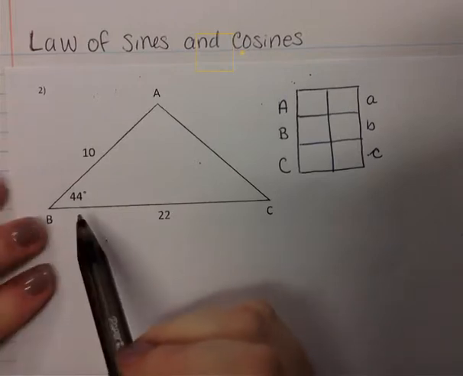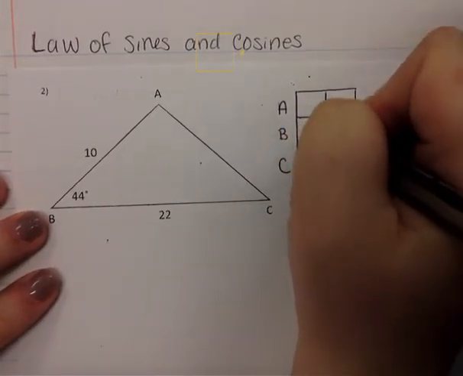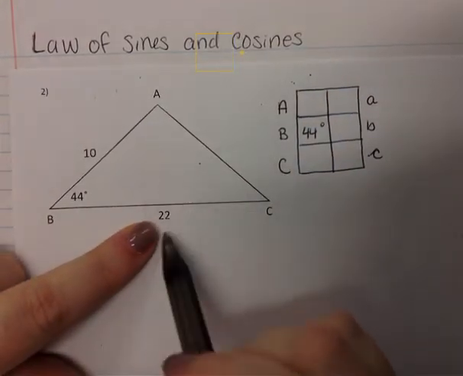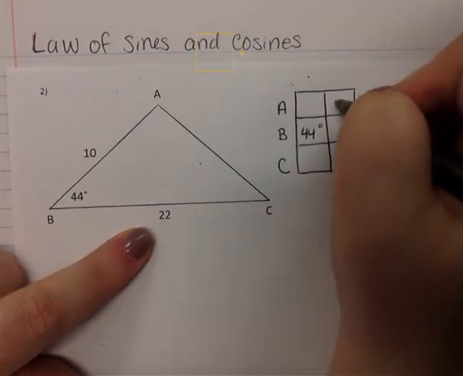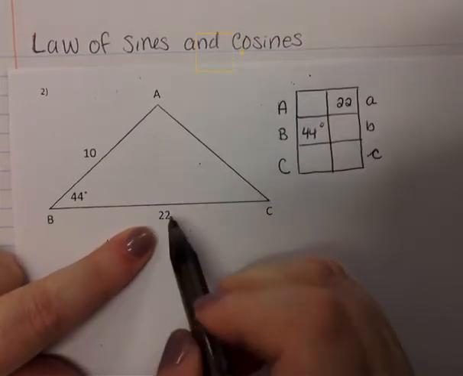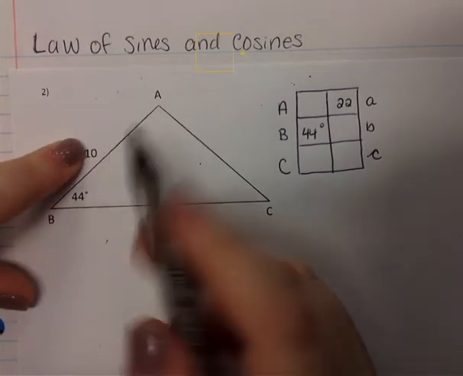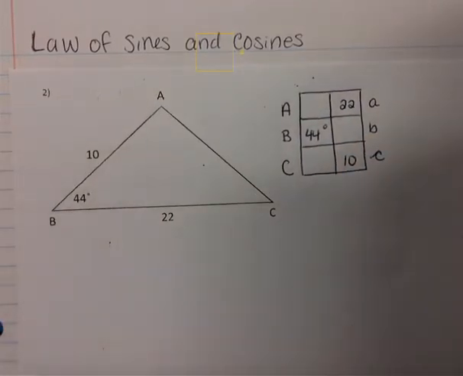So for my angles, I have big B. I'm going to put big B is 44 degrees. I have a 22 here, which is a side length opposite of big A, so that's little a. So I have 22 here. And then I have a 10, which is a side length opposite big C, so that's little c. These are the values that we have.